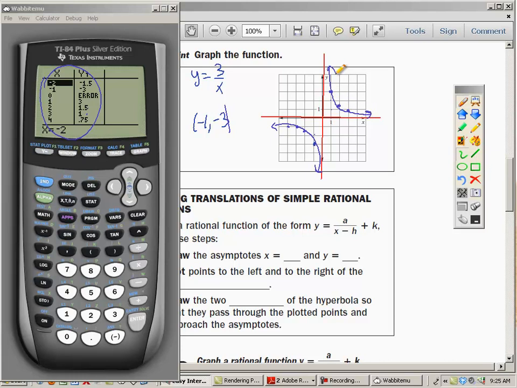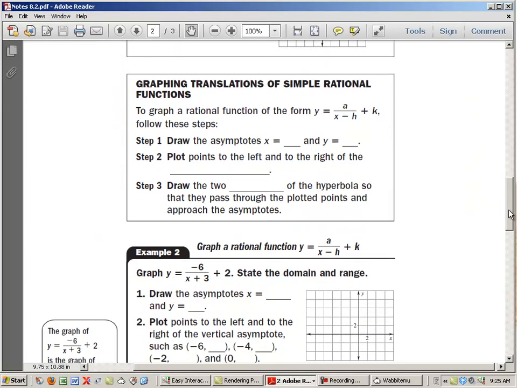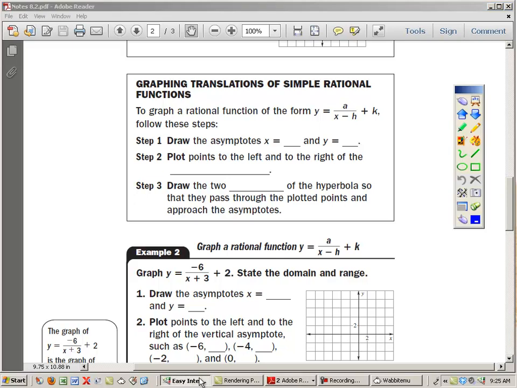Okay? All right. Let's go back to our old buddy h and k: graphing translations of simple rational functions. To graph a rational function of the form y equals a over x minus h plus k, remember how we've talked about this in pretty much every chapter all the way through Algebra 2. This affects the function in the horizontal direction, and again, it always affects it opposite.